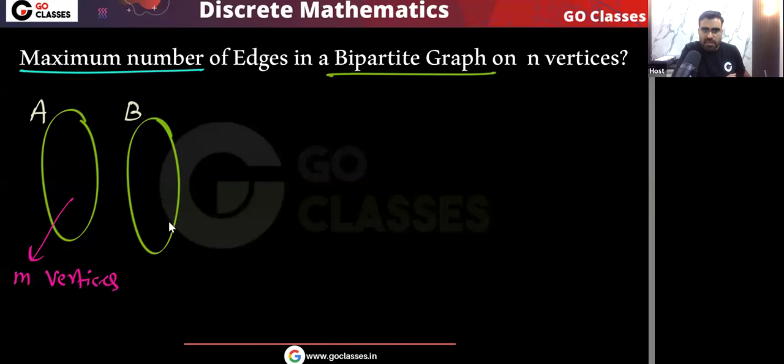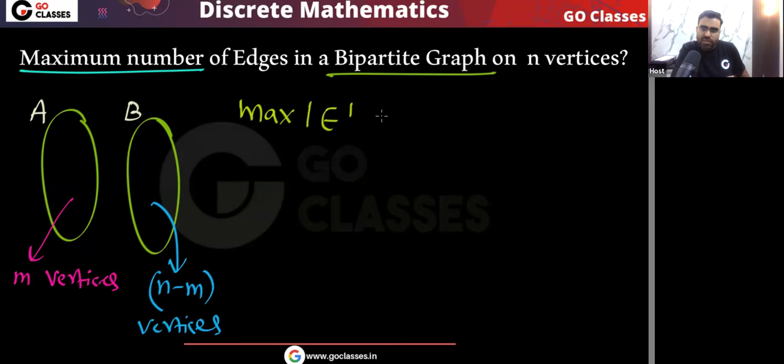Okay, m is the variable. Now tell me how many vertices will be there on the other side. That will automatically be n minus m. So tell me, in this situation, what is the maximum number of edges that I will get? That will be m multiplied by n minus m. Here, tell me which is variable and which is constant. You can see that m is the variable because n is the constant.